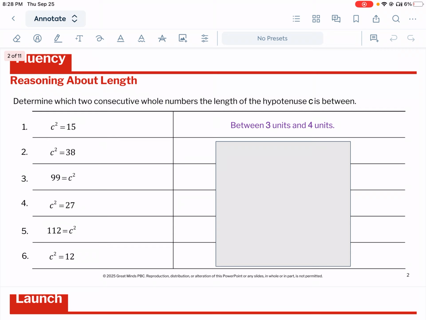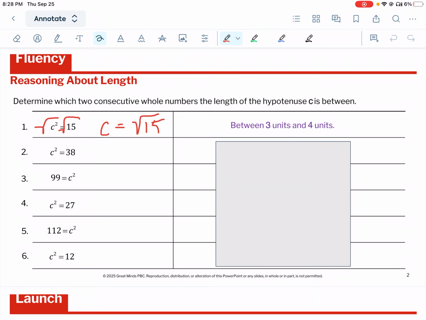Our fluency, which is our warm up, is reasoning about length. If you can remember from the last lesson, lesson 19, that's where we got into reasoning where certain square rooted values will sit in between certain numbers. I did number one for you. It gives us c squared equals 15. So the idea is you have to isolate c a little bit so that we'll have one c, not c squared, and that will give us the square root of 15.